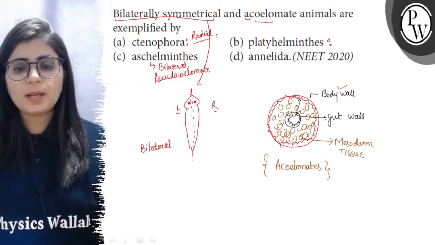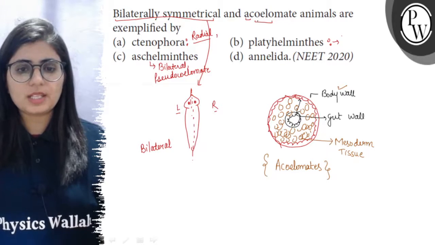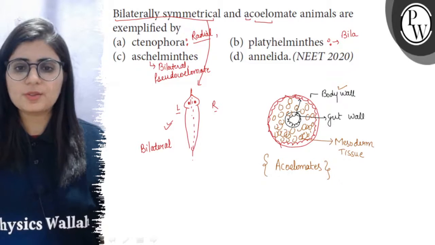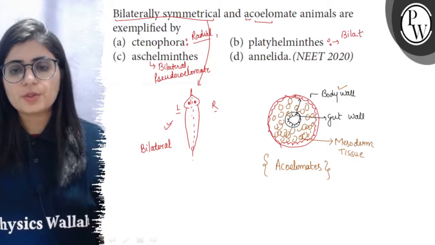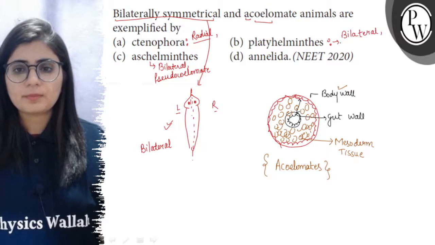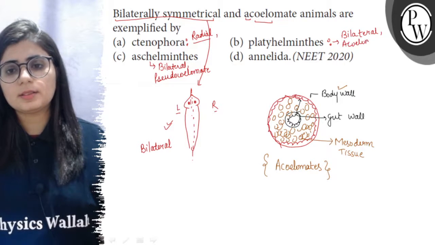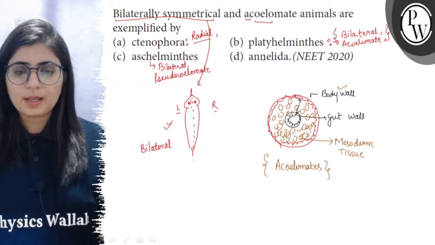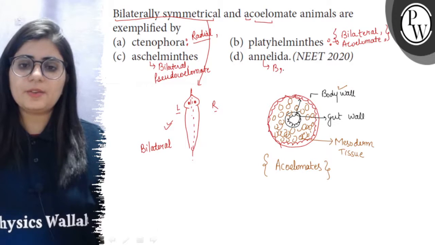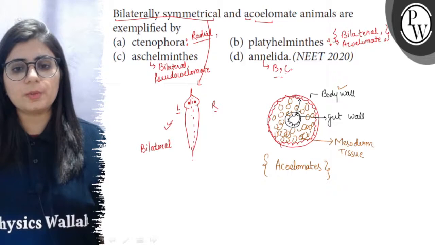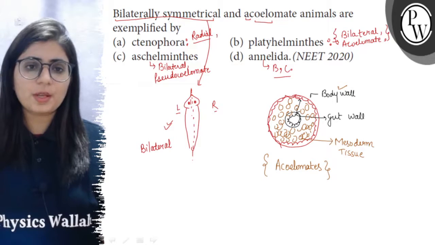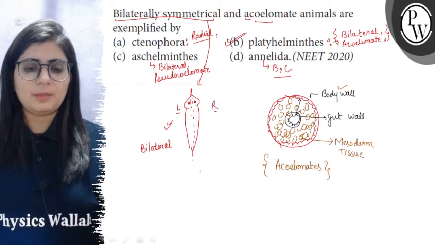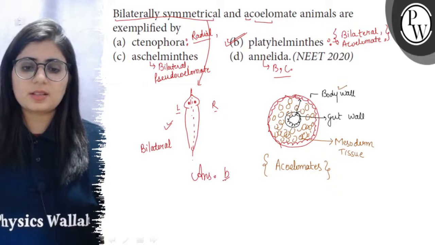But if we look at platyhelminthes, they show both these features. They are bilaterally symmetrical, as I have drawn this diagram of planaria. So planaria is also a flatworm. So they are bilaterally symmetrical, and they are acoelomates. It means they do not have a body cavity. Again, the annelids are having bilateral symmetry, and they are true coelomates. So only the phylum showing bilateral symmetry and acoelomate condition, they are the platyhelminthes. So option B is the right answer of this question.